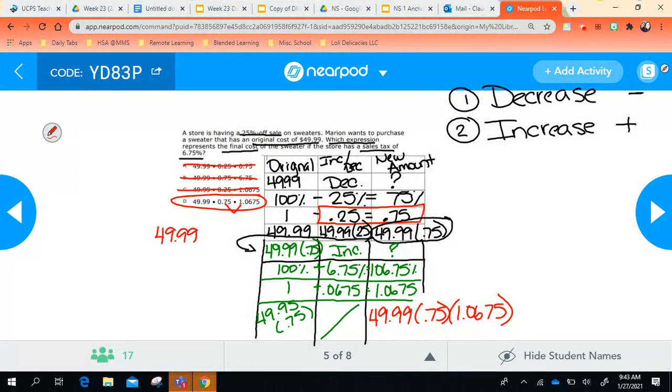49.99 times, can someone do 0.75 times 1.0675? No, 0.8. It's 37.49. That's way too big. Hold on. It's 0.80. Okay, so what Randy said, yeah. Make sure you're just multiplying the last two. So this would be a third way that you can write it.